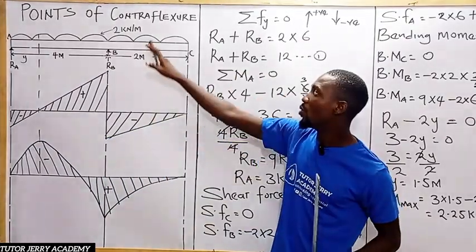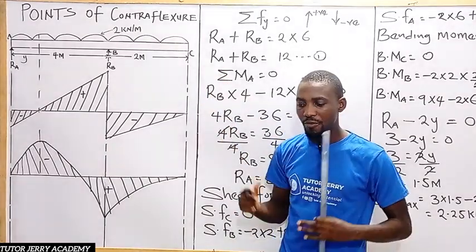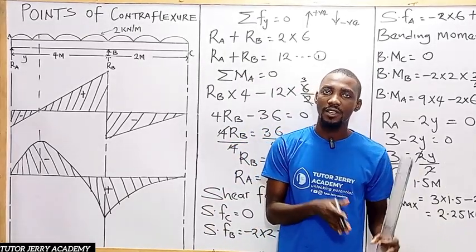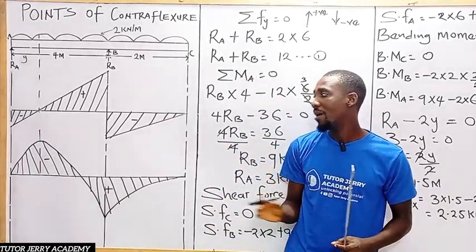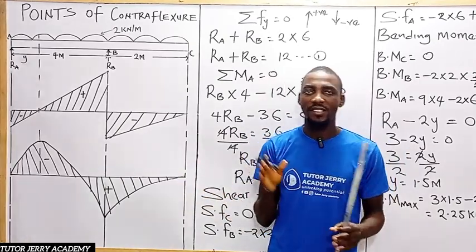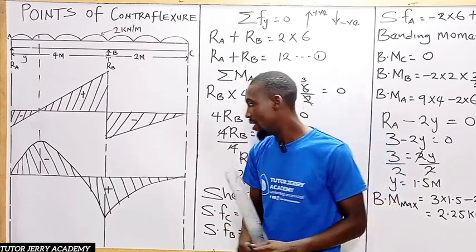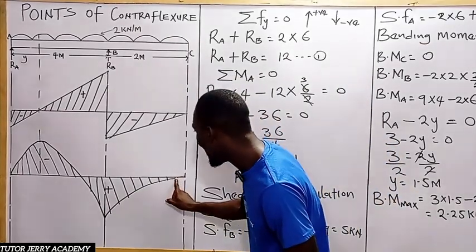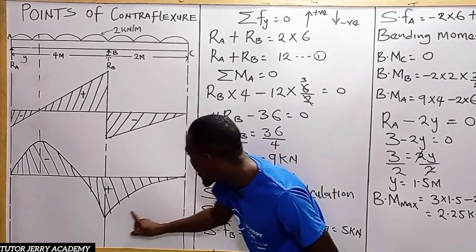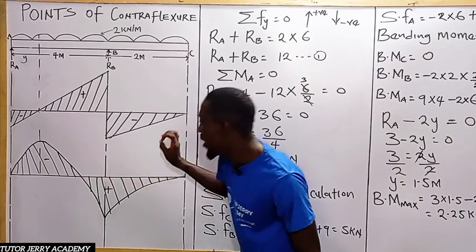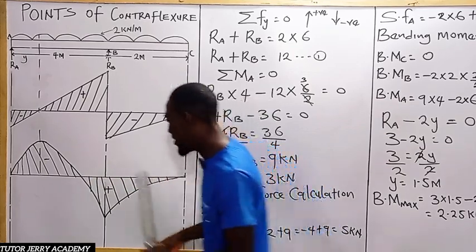So now we want to look at the point of contraflexure. Don't forget, I told us earlier that the point of contraflexure is the point where our bending moment equals 0 as it changes its sign from positive to what? To negative. All right. Now, if you look at this, this is our bending moment. From this point to this point, we are having everything here to be what? Positive. Sorry, I made a mistake.